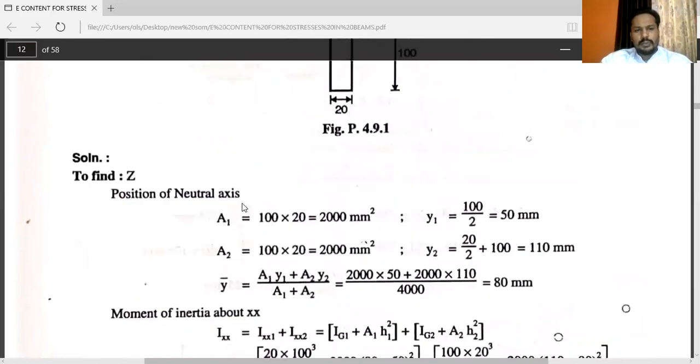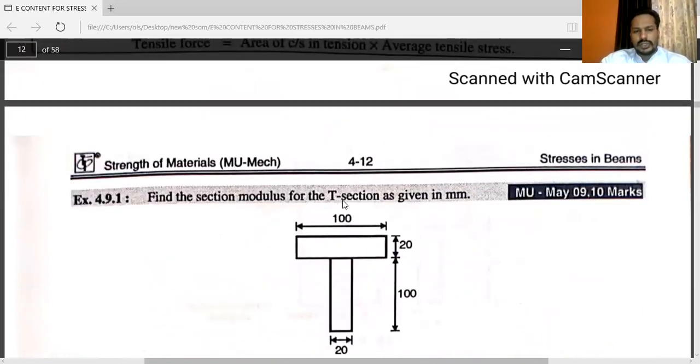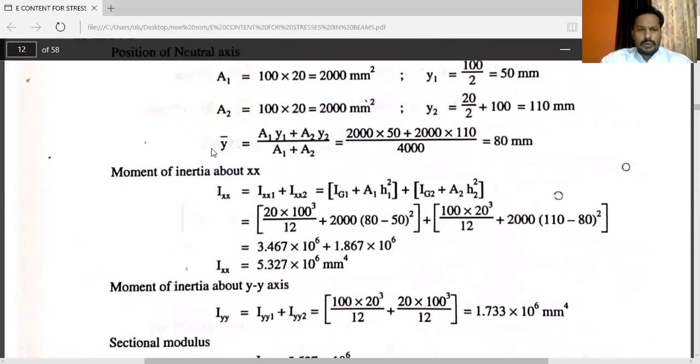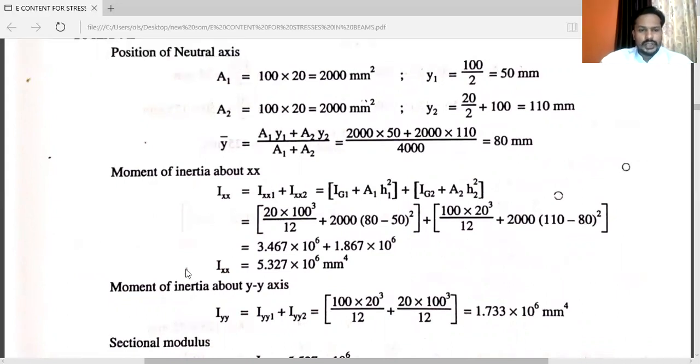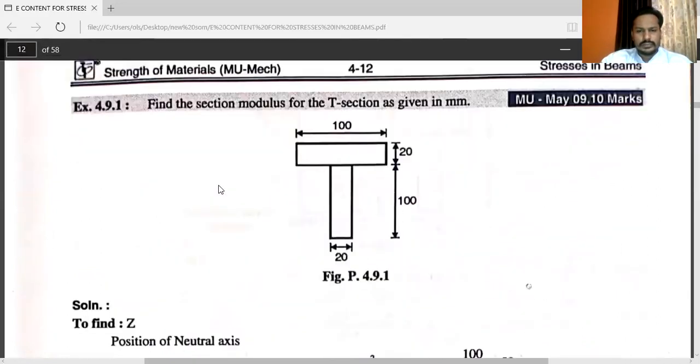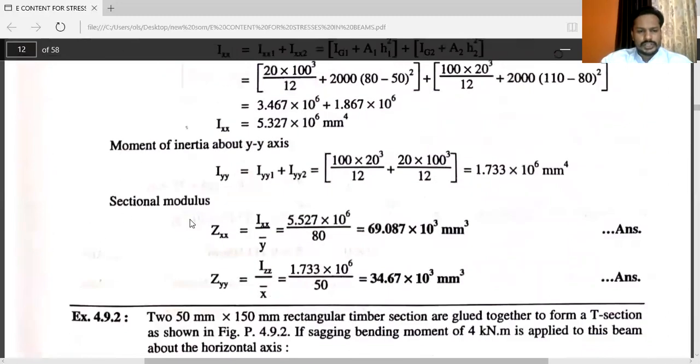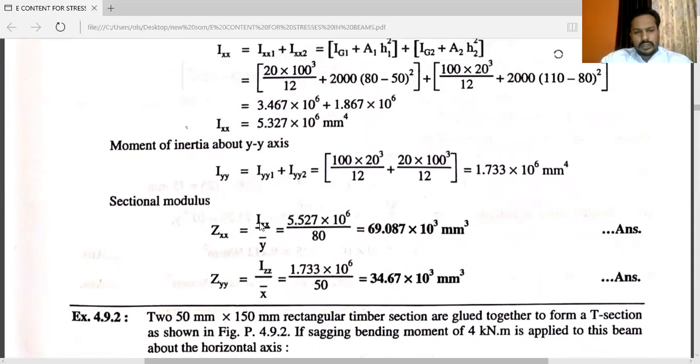See, this is a very important problem. We just have to calculate the section modulus. To calculate section modulus, you have to calculate y bar and x bar, then the moment of inertia about xx. Then sectional modulus is equal to, we have the formula Ixx upon y bar, Iyy upon x bar. You can find out the values.